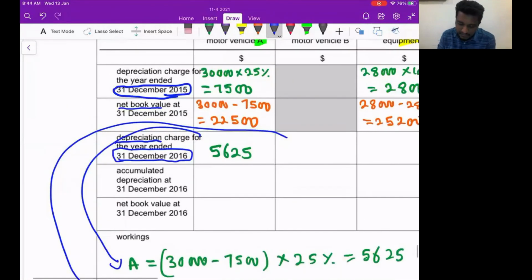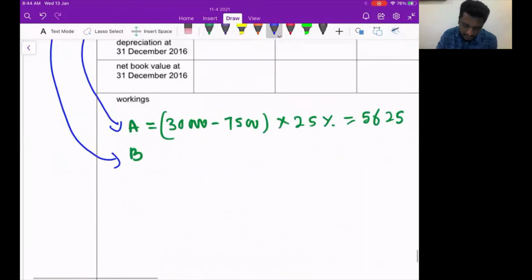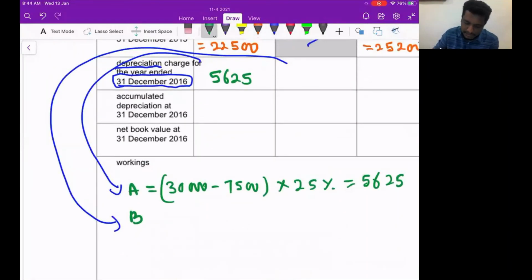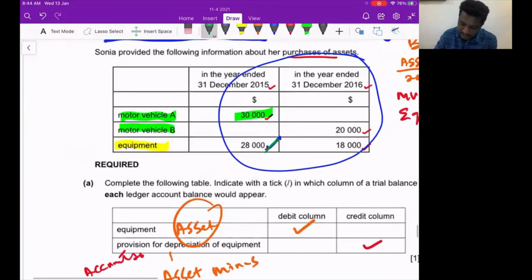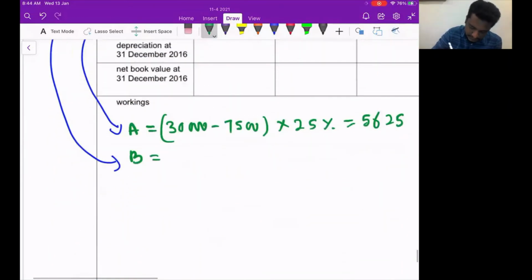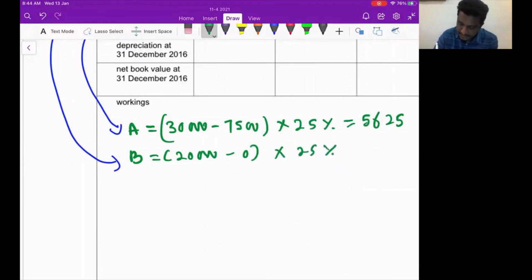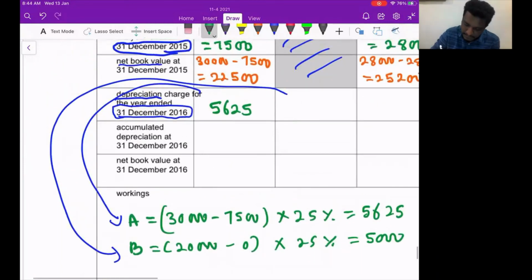For motor vehicle B, why didn't I calculate for motor vehicle B in 2015? Because in 2015 we hadn't bought it, so there was no need to calculate. Now motor vehicle B is 20,000. No depreciation, so minus 0, times 25%, equals 5,000. So the answer here is 5,000.